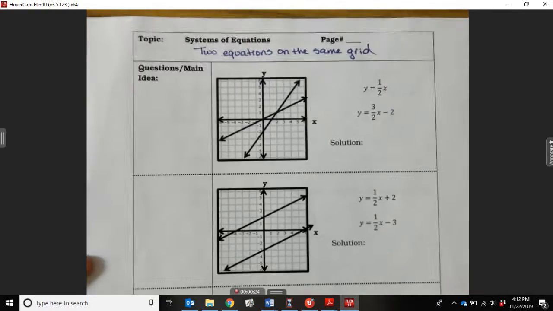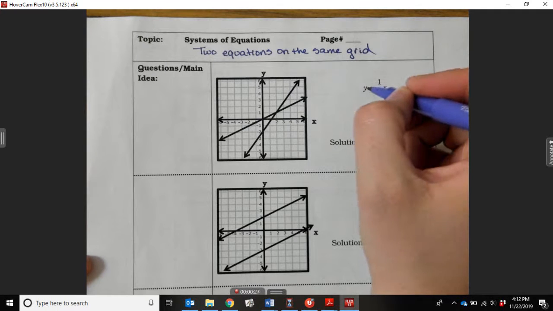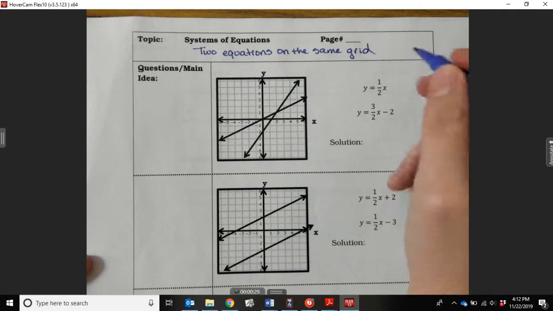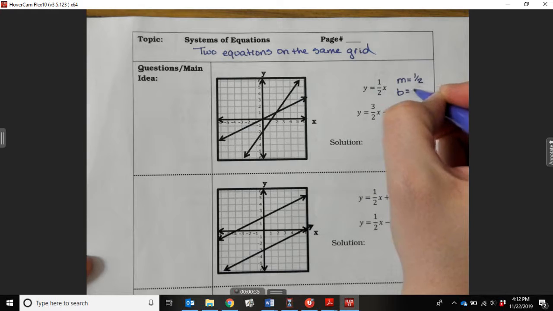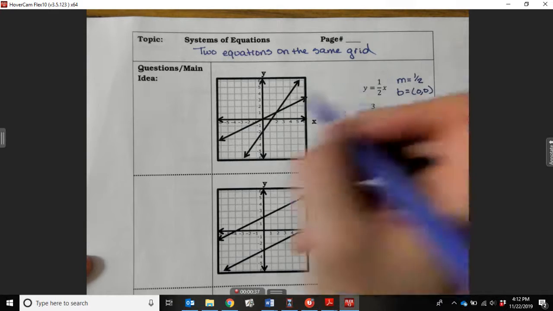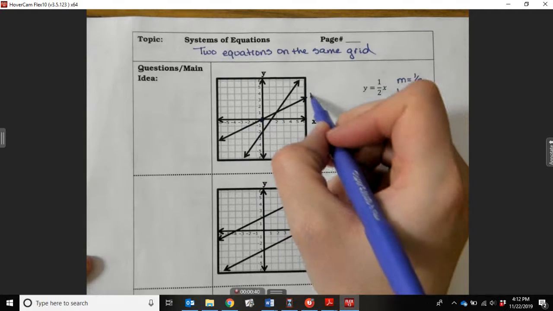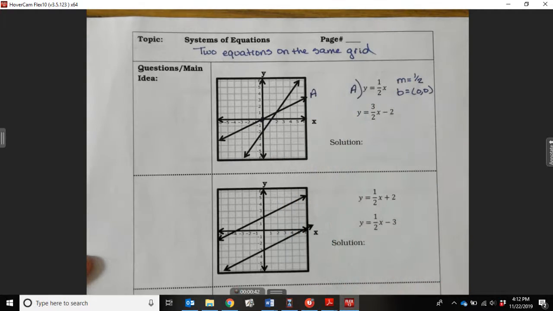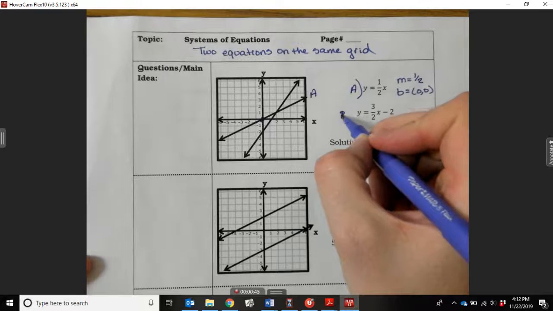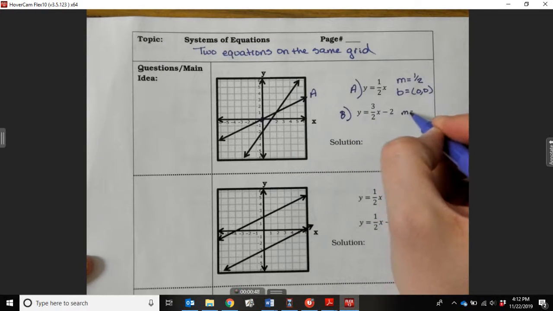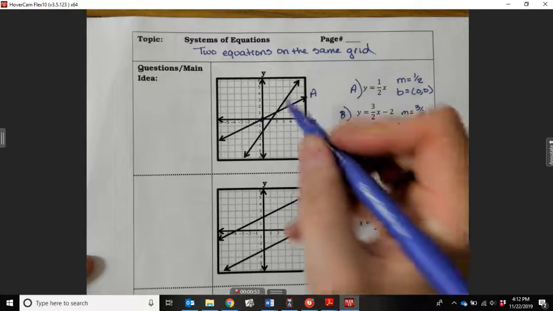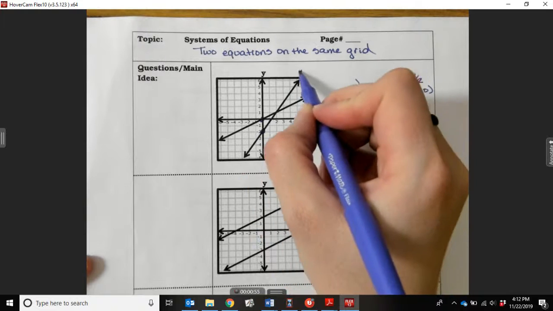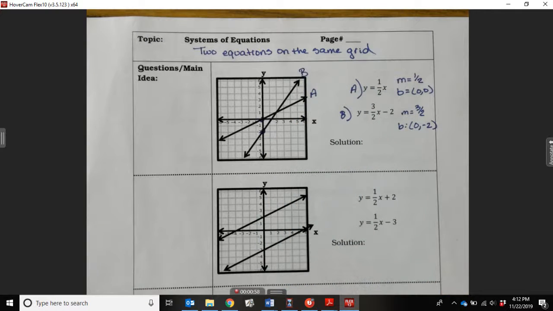And so in our first example here, I have the equation y equals 1/2 x. My slope is 1/2 and my y-intercept is (0, 0). So this is the graph that goes through (0, 0). I'm going to label it as graph A on both accounts. And then this would be graph B. My slope here is 3/2 and my y-intercept is (0, -2). So this starts down here at -2. This is graph B. However, what I'm looking for is the solution to the system.